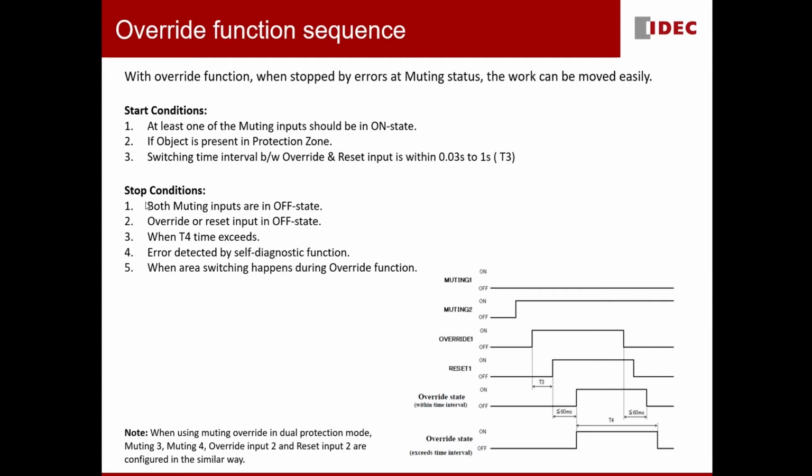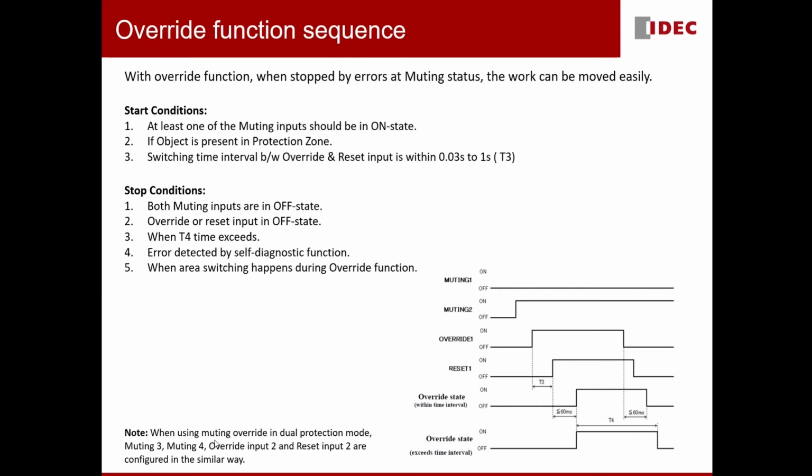Coming to the stop conditions, both muting inputs should be in off state. Override or reset input in off state, that's the second condition. The third condition is the timer we set in SLS Designer, T4. If the time exceeds, that means if we set 60 seconds and it crosses 60 seconds, automatically the function goes to off state. The function also stops if any error is detected, or when an area switching happens during the override function, which should not happen. So there is a small note which we have provided.